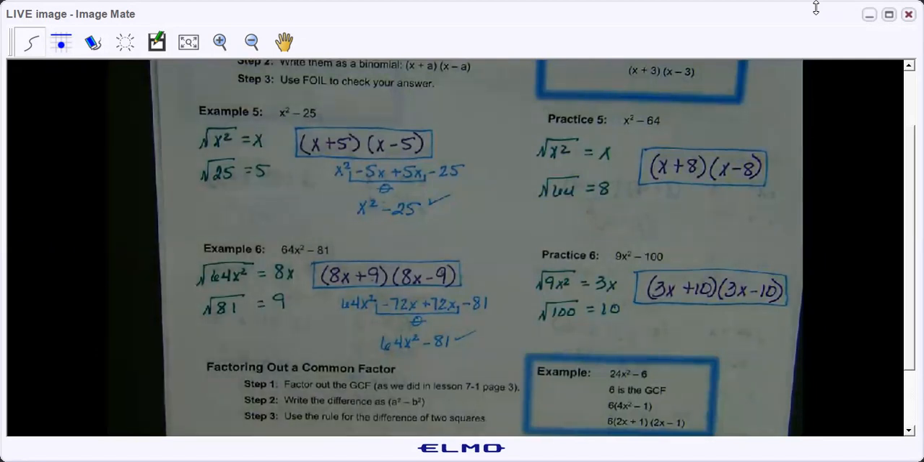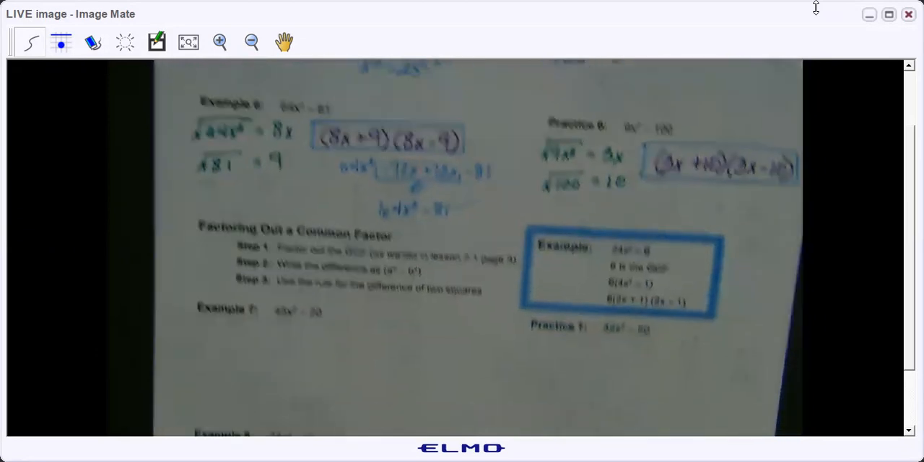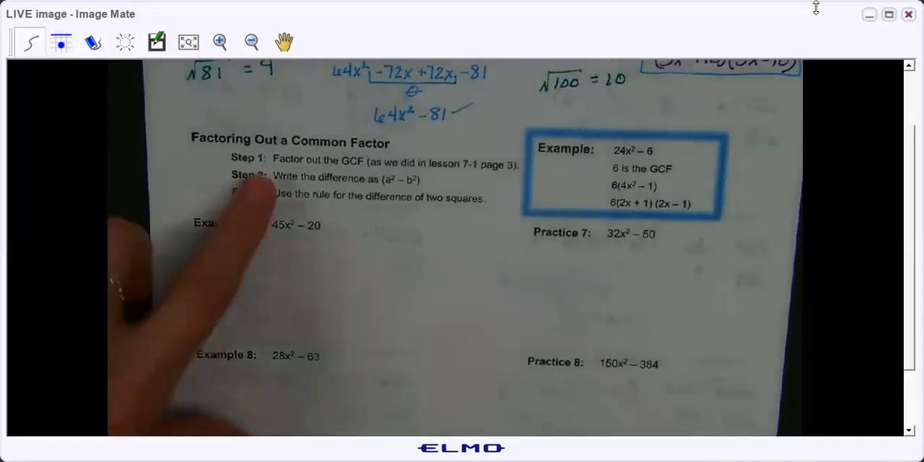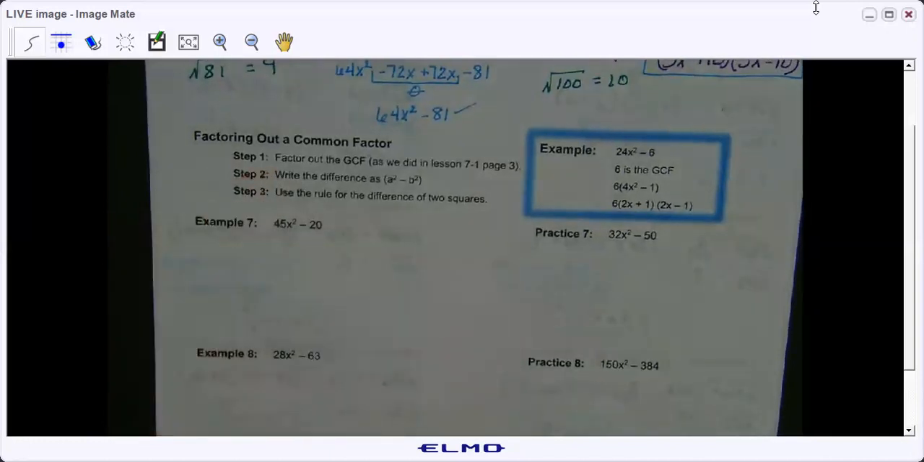Now, we're going to go down to the bottom 4, and then after this page, we'll be done with lesson 7 and we'll move on to lesson 8. The bottom 4 is just the same as the top 4, except one addition. You have to factor out the greatest common factor first. Okay, so let's look at 7.